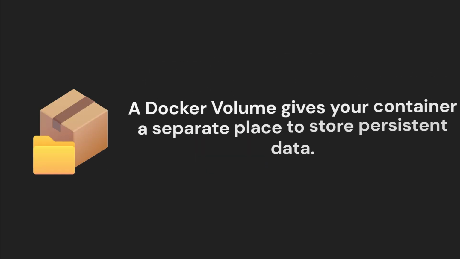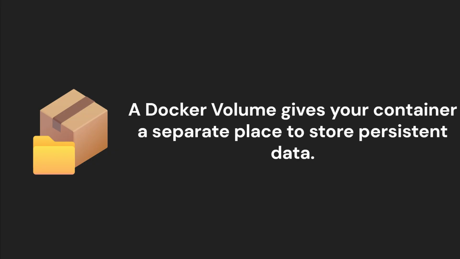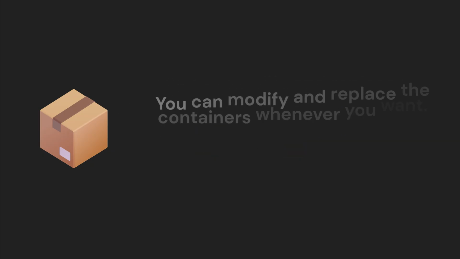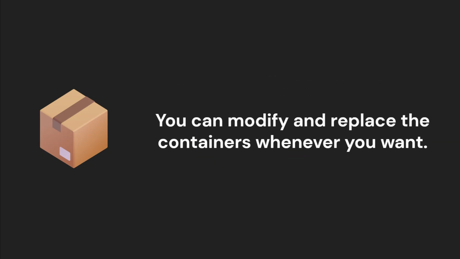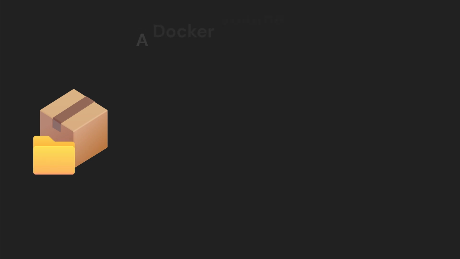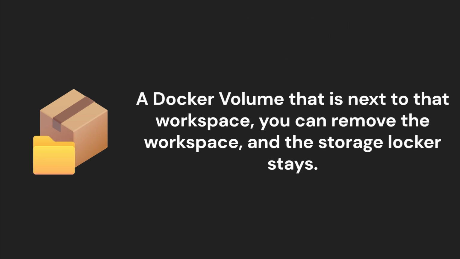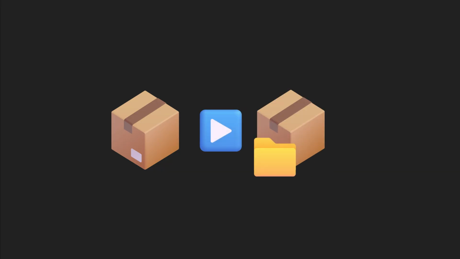A Docker volume gives your container a separate place to store persistent data. Think of your container like a temporary workspace. You can create it, delete it, and replace it whenever you want. But the volume is like a storage locker next to that workspace. You can throw away the workspace and the storage locker stays. Then you can create a brand new container and connect it to the same volume. Your data is still there. That's the power of persistent storage.